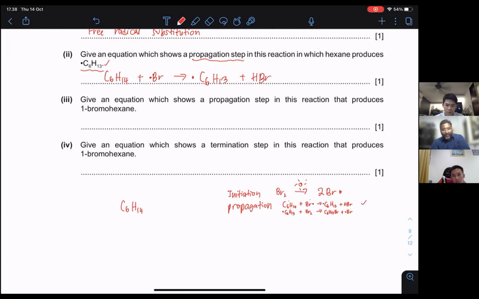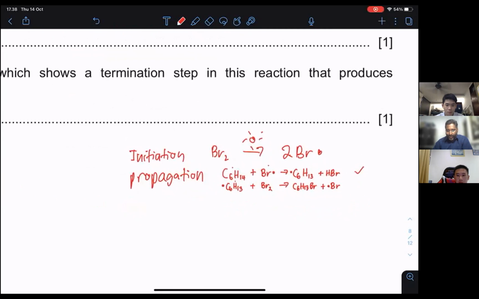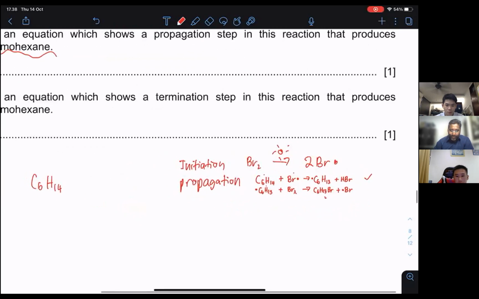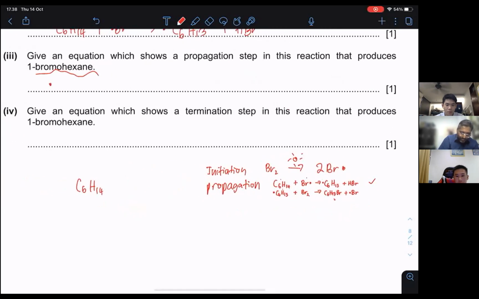Give an equation which shows a propagation step in this reaction that produces 1-bromohexane. Good thing I already wrote it. So 1-bromohexane, this one. You just need to write the free radical C6H13 plus Br2 giving C6H13Br plus Br free radical.